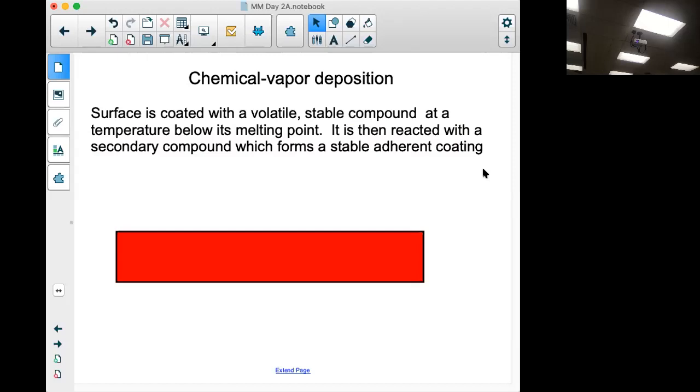Surface is coated with a volatile substance. That means it can boil, but we added a temperature below its melting point. Then it reacts with a secondary compound that forms a stable adherent coating.